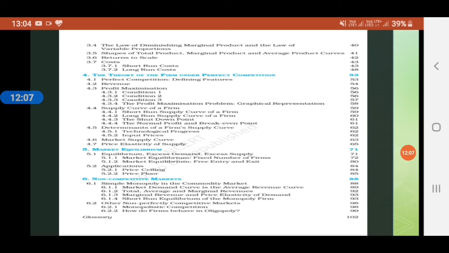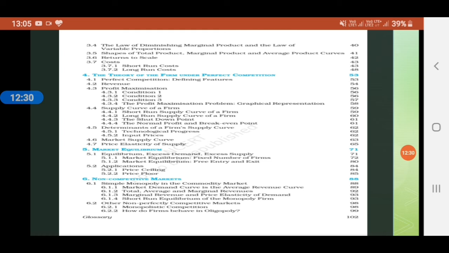thereafter revenue, the meaning of revenue, some concepts like total revenue, average revenue and marginal revenue, thereafter profit maximization, how profit maximizes in perfect competition, that we learn in this profit maximization concept.